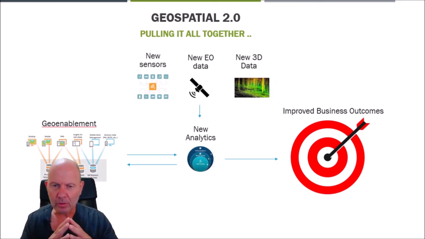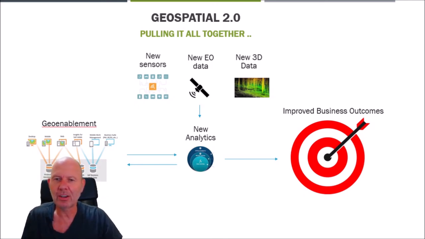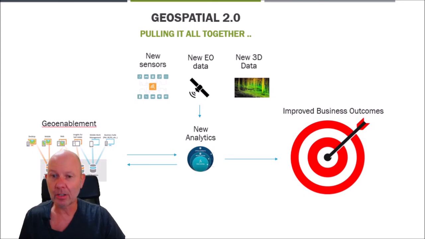The outcome ultimately of Geospatial 2.0, though it's still importantly a technology conversation, is improved business outcomes, like I show on the extreme end of the diagram there with the bullseye. So improved business outcomes is the ultimate goal here, to actually deliver and be able to answer questions more efficiently, more effectively, and more accurately as well. So that's the Geospatial 2.0 story.